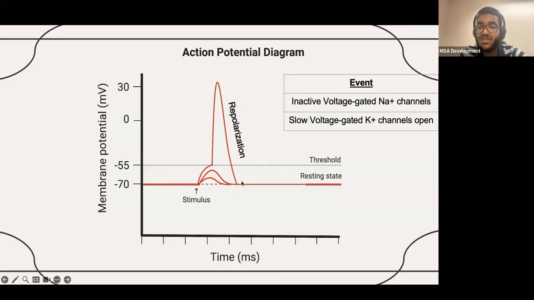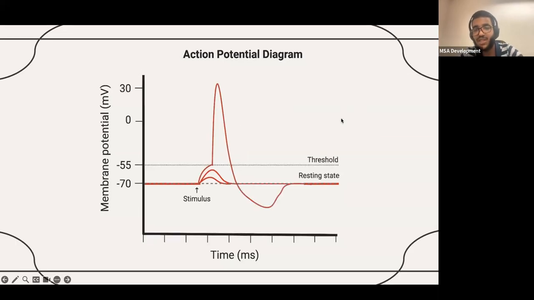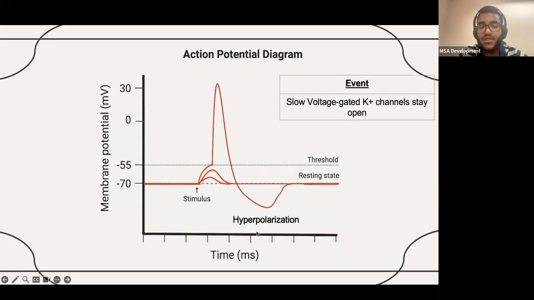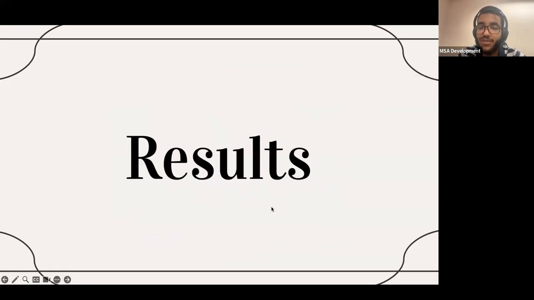And then once we reach the resting state, do we stop there? No, we don't, because of the slow voltage-gated potassium channels, and it causes hyperpolarization because the potassium channels are slow to close, and potassium just takes the chance and leaves, and it goes as close as possible to its equilibrium potential.